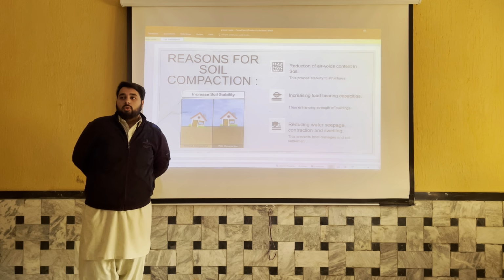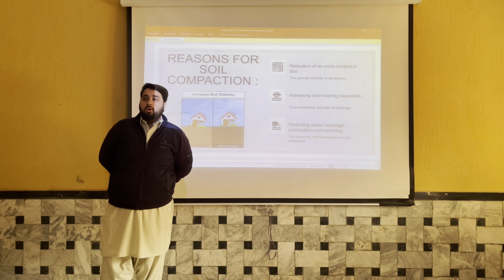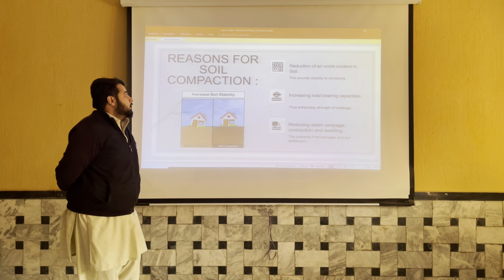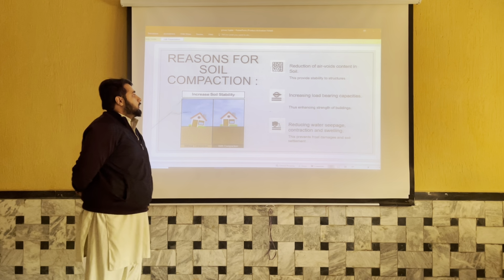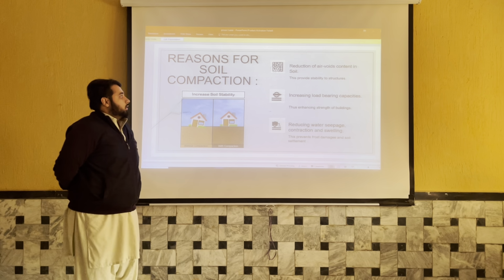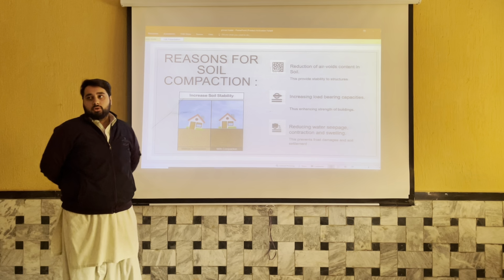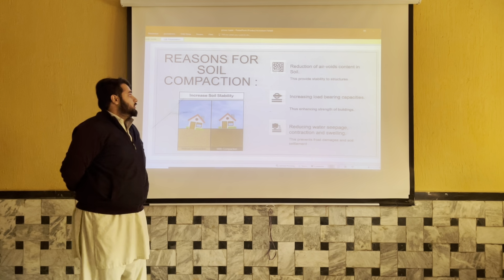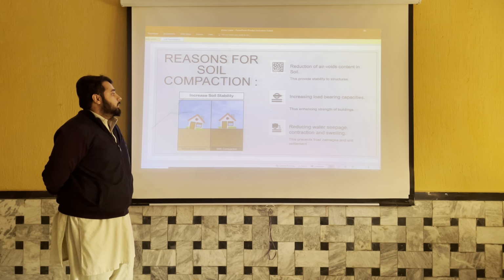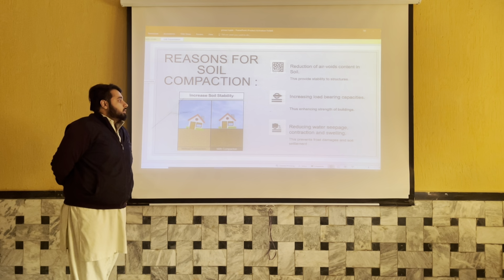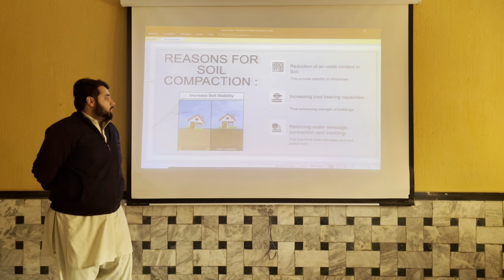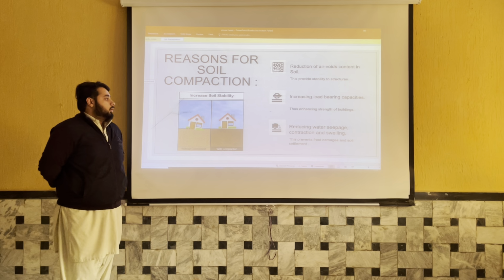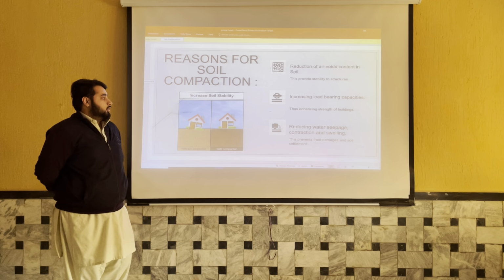Now I will tell you about the reasons of soil compaction, that why we do soil compaction. The first one is reduction of air voids content in soil. This provides stability to structure. The second reason is about increasing load bearing capacity. This thus enhances the strength of building. The third reason is about reducing water seepage from compaction and swelling.